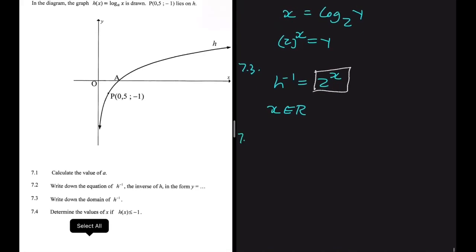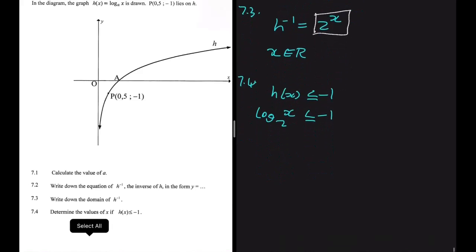And then 7.4 is saying let's determine the values of x for which h of x is less than or equal to minus 1. Right, so what is h of x again? We know fully well that that is log of x base 2, and then it's supposed to be less than or equal to minus 1, right? So let's go ahead and solve this. If we do that, we're going to get x being less than or equal to 2 to the minus 1. So x is less than or equal to 2 to the minus 1, which is the same as 1 divided by 2.